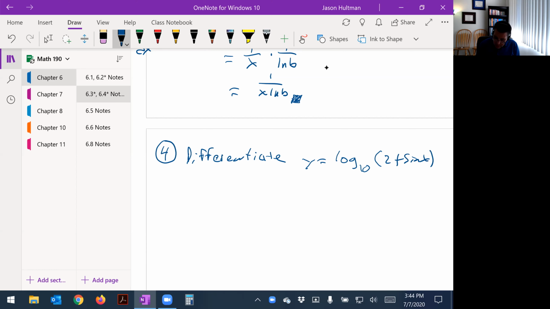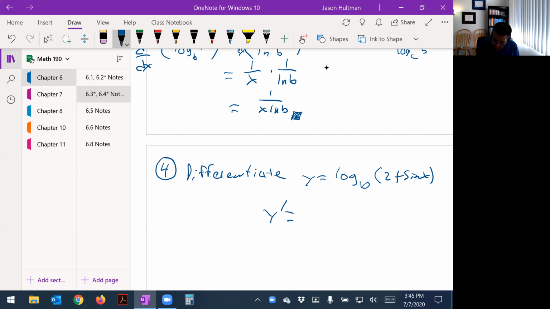Okay, log base 10 of 2 plus sine x. Again, this is a chain rule because we've got log base 10. So y prime is going to be what? It's going to be 1 over x natural log of b. Well, what's the x in this case? Well, the x is the 2 plus sine x, right?